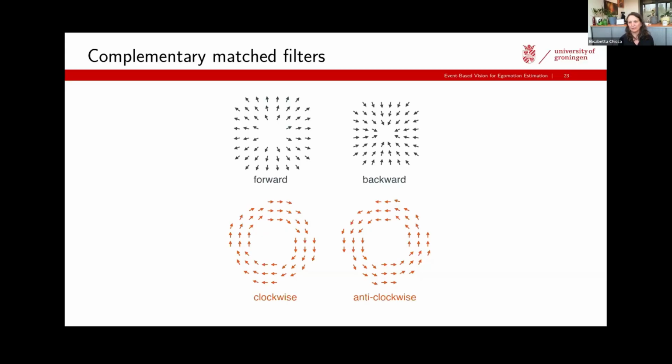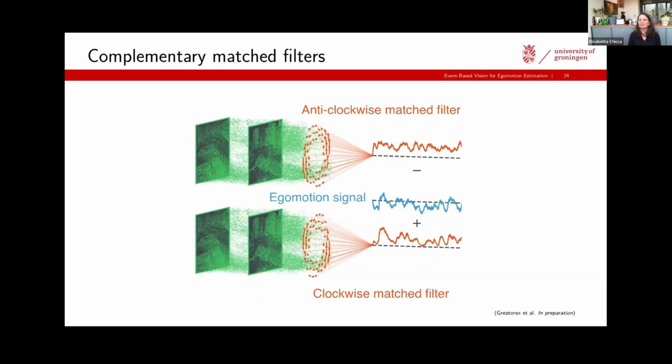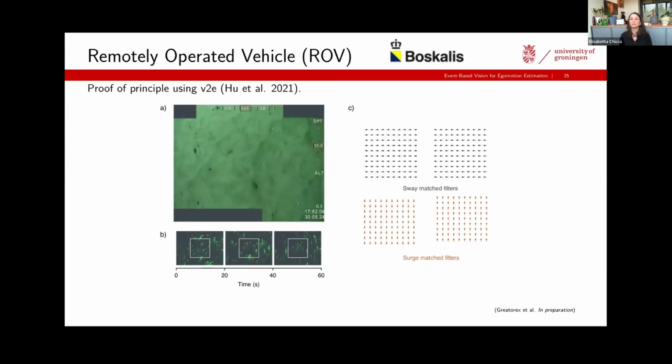And so you can then apply the same principles, have two filters, in this example for rotation, and then subtract the sum count of spikes coming out of the two filters and end up having an ego motion signal for that particular elementary motion.